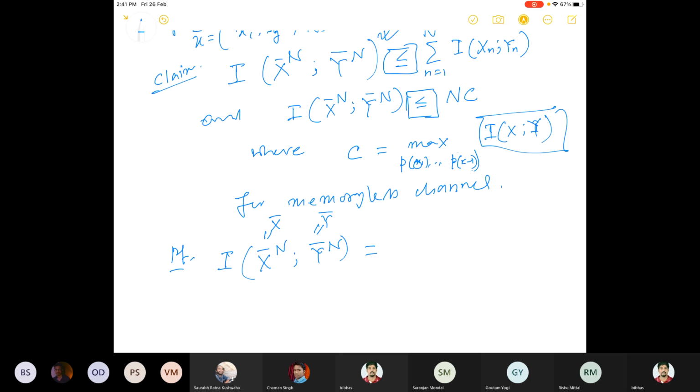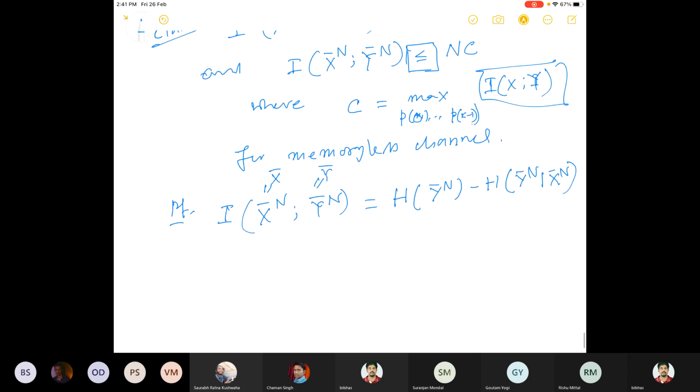If I write it this way, then what is the definition of mutual information between xn and yn? What is that in terms of entropy? How do you define this average mutual information? Sir, it will be h of x bar n minus h of x bar n given y bar n. Okay, I'll write it differently: h of y bar n minus h of y bar n given x bar n. You can check the definition the way I introduced it.